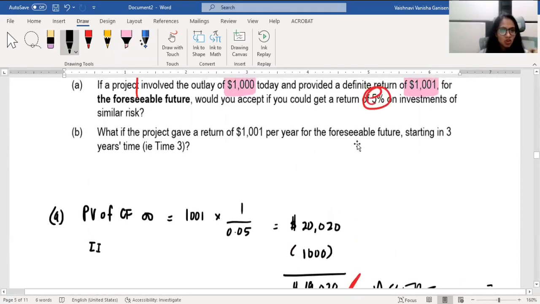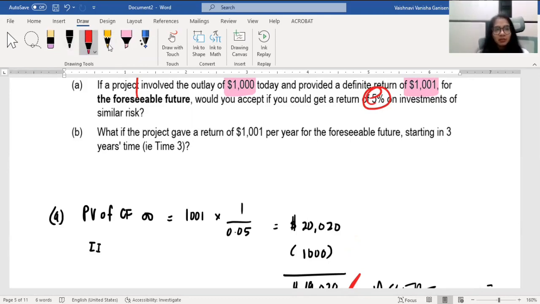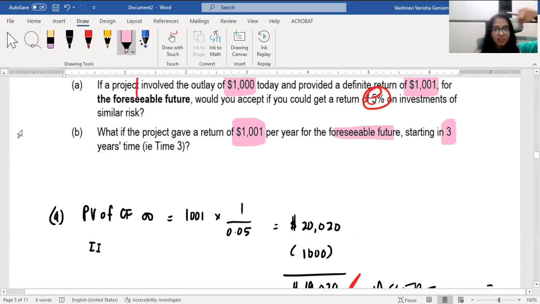Now let's do a question on delayed perpetuity. I hope you remember what I've taught you regarding delayed perpetuity. If the project gave a return of 1,001 per year for the foreseeable future, starting in 3 years' time, that means you start in year 3. For the first 2 years, you do not earn any profit. Year 1, year 2, no cash flow. You only start discounting from year 3, 4, 5, until the foreseeable future.